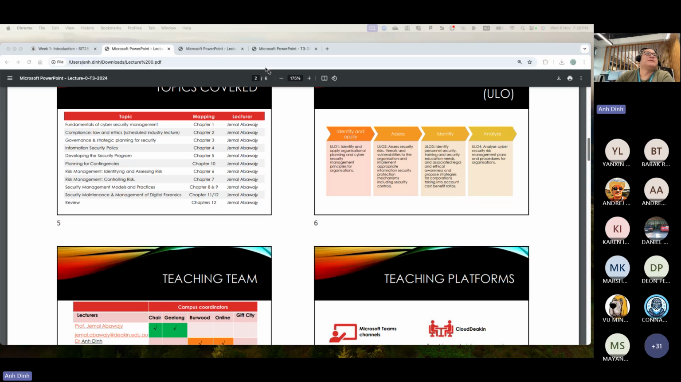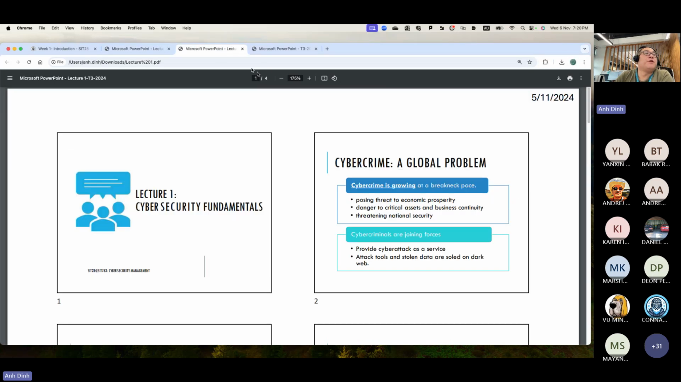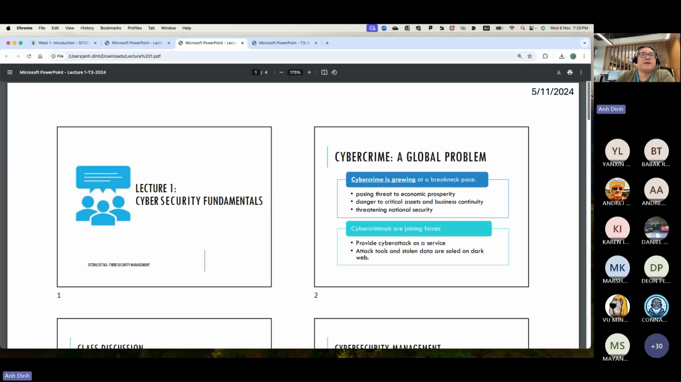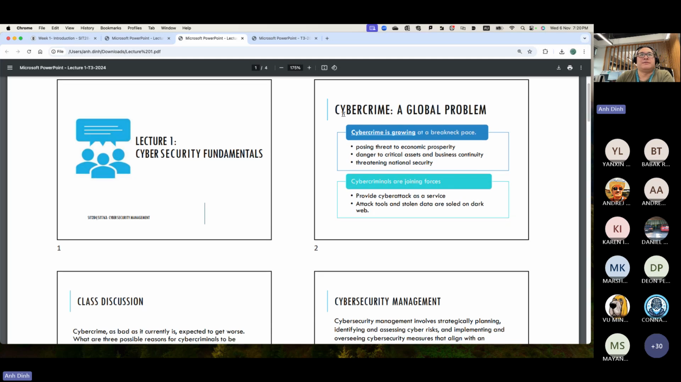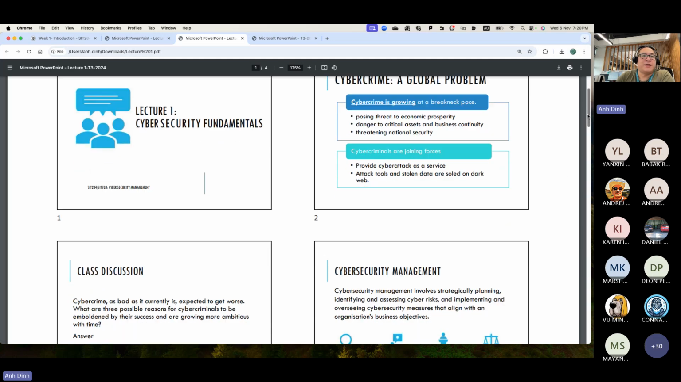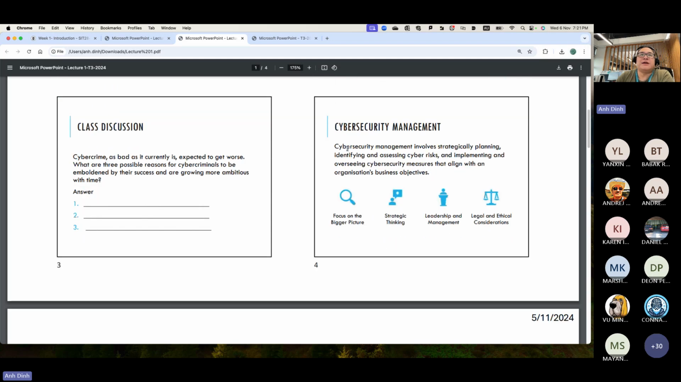Okay. So let me move on to some of the fundamental concepts for this week. You don't need any introduction on the importance of cybersecurity, right? Cybercrime and cyber criminals are everywhere. So what is cybersecurity management about? It's about focusing on the bigger picture and strategic thinking, leadership and management, and legal and ethical considerations, right? So it's all about management here.